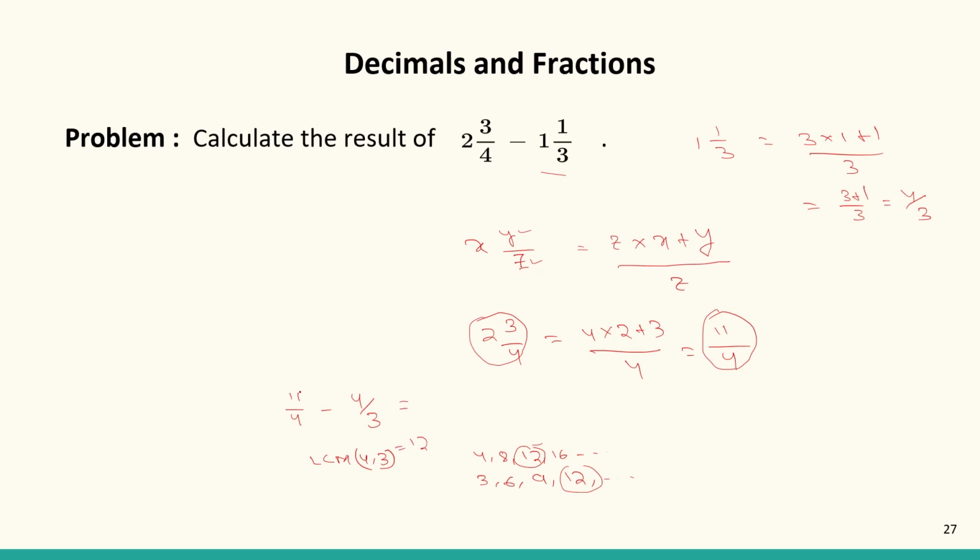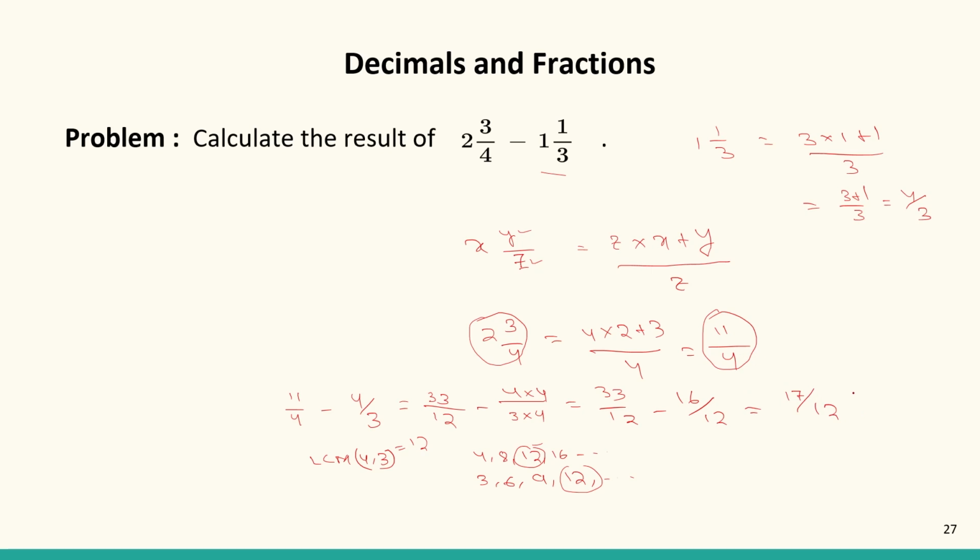So we need to convert these fractions into fractions with denominator 12. So 33 over 12, because we multiplied by 3 in the denominator and in the numerator. And in order to make this 12, we need to multiply by 4 in the denominator and the numerator. So 3 into 4 and 4 into 4, so that is equal to 33 by 12 minus 16 by 12. This is equal to 17 by 12. Okay, so this is the answer.